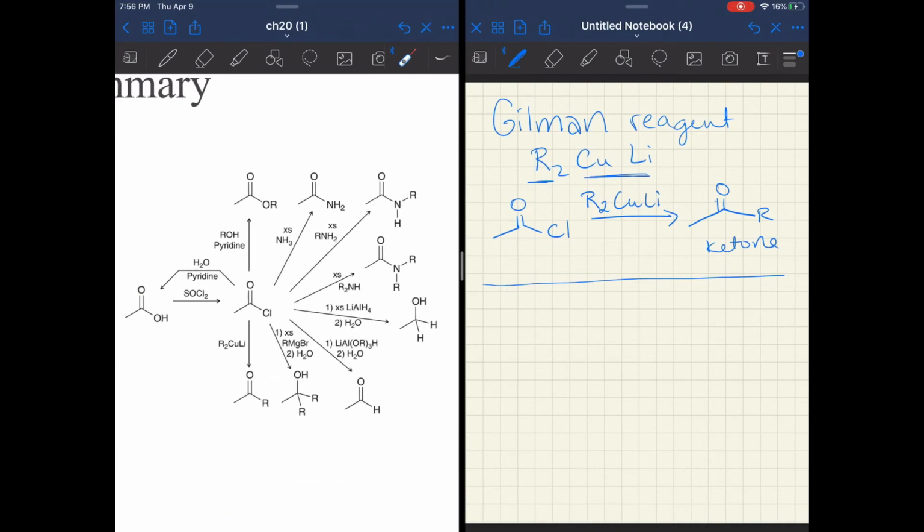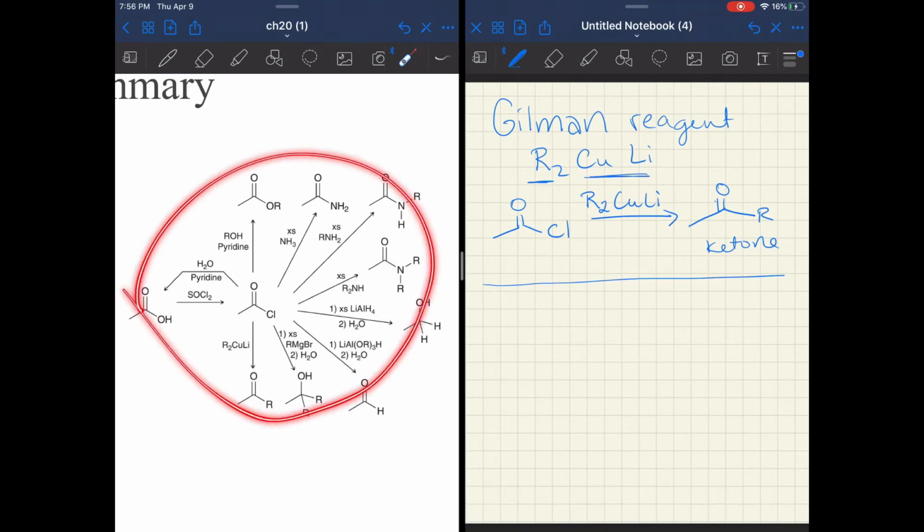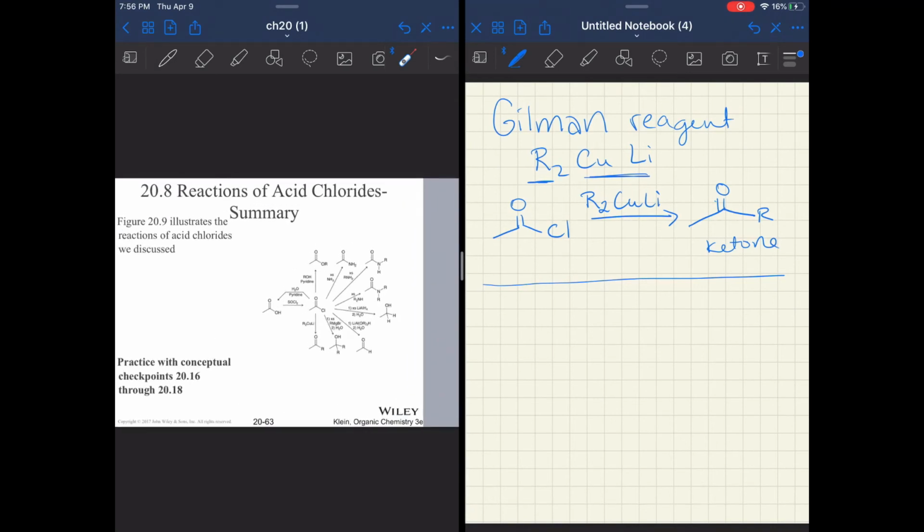To just emphasize that point, here is your summary slide. You need to know all of these reagents. You need to know hydrolysis, alcoholysis, aminolysis mechanisms, and Grignard. You need to know how to make the acid chloride, and you need to know how to predict all of the products. Klein does great work with these summary slides.